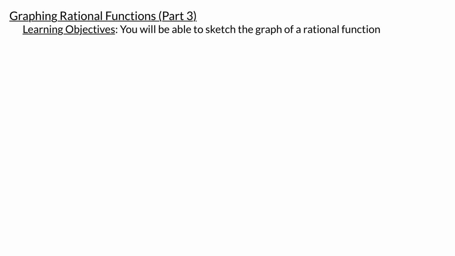In this video, we're going to work through one last example of graphing a rational function. In our example here, we'll be graphing the function h of x equals x squared plus x minus 6 divided by x cubed minus 4x. Let's follow the same steps as before to graph our rational function.